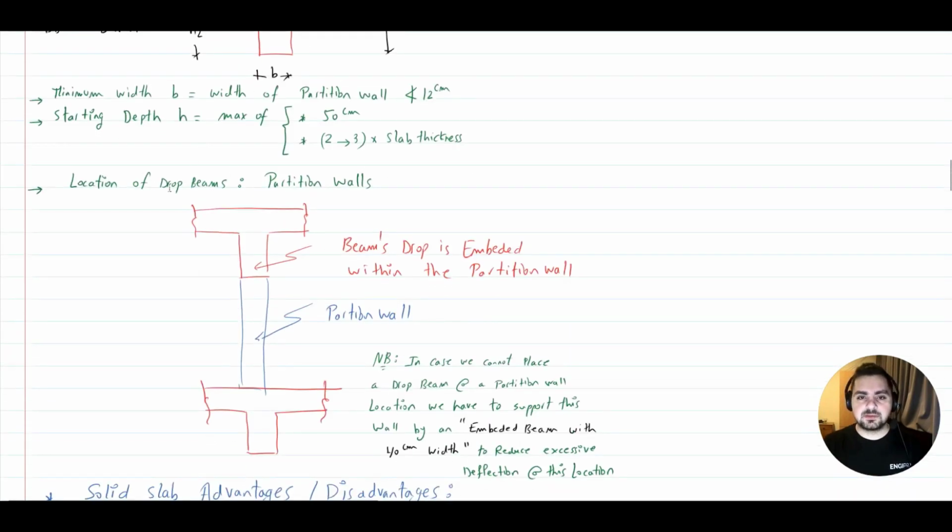Now, regarding the location of drop beams, they're usually located within partition walls. They're embedded within partition walls. Now, in case we cannot place a drop beam at a partition wall location, then we have to support this wall using an embedded beam to reduce the excessive deflection. Why do we have excessive deflection at this location? Because the weight of our wall is too big. It's between 700 to 1000 kilograms per linear meter, and we do not want this load to be applied directly on our slab system, so we require an embedded beam to carry this load for us.